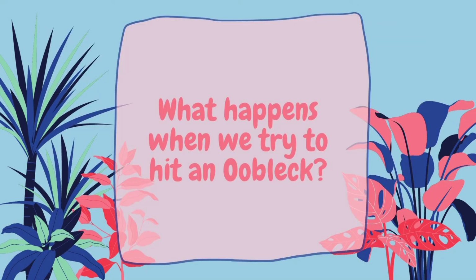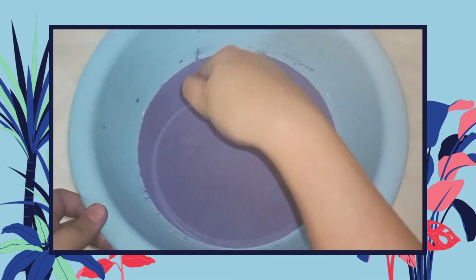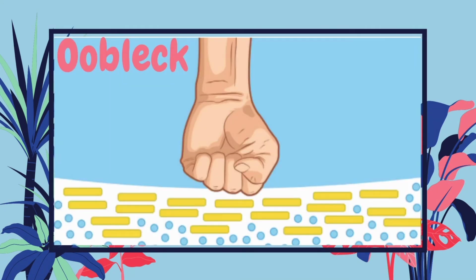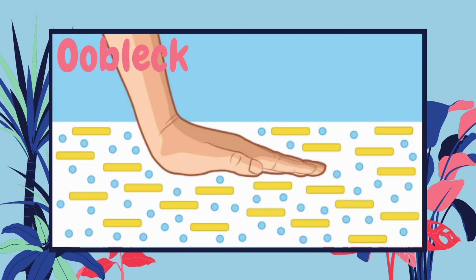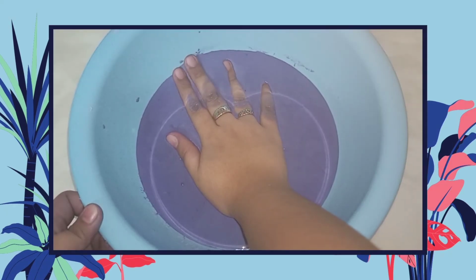The Oobleck mixture isn't your typical liquid or solid. The cornstarch and water mixture creates a fluid that acts more like quicksand than water. What happens when we hit an Oobleck? A quick tap on the surface of the Oobleck will make it feel hard because it forces the cornstarch particles together. But if you dip your hand slowly into the mixture, your finger slides in as easily as through water. Moving slowly gives the cornstarch particles time to move out of the way.